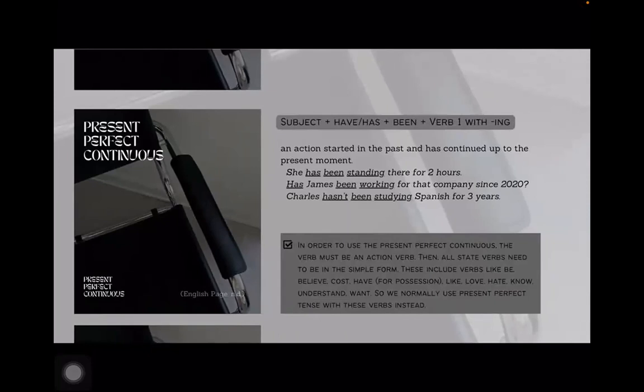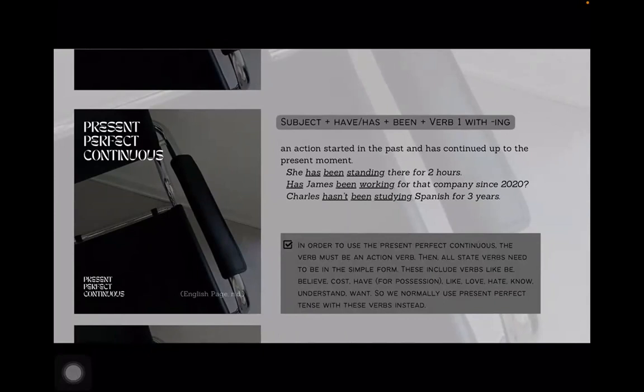Next, the present perfect continuous structure is subject, have, has, been, verb infinitive with ing. We use the present perfect continuous when an action starts in the past and has continued up to the present moment. For example, she has been standing there for 2 hours.